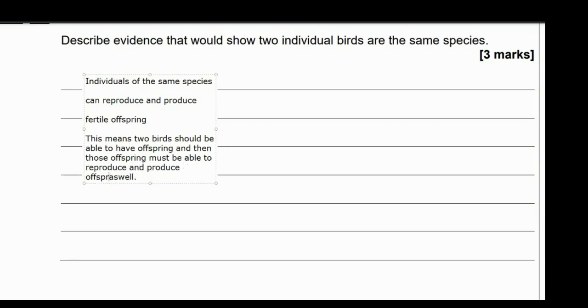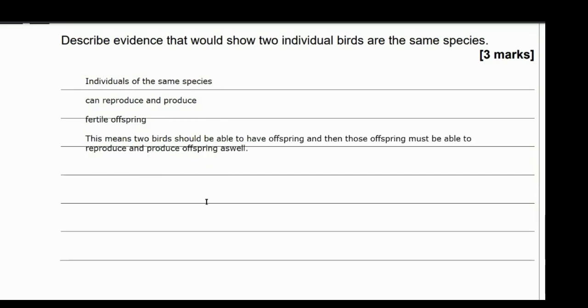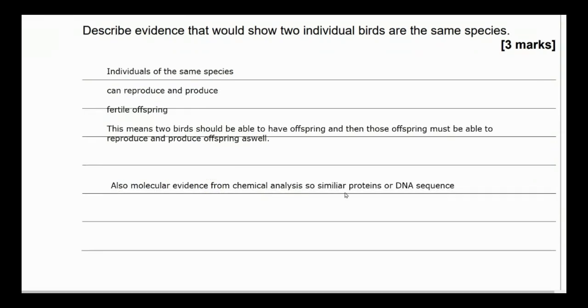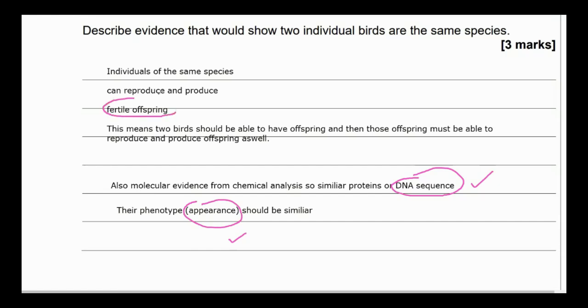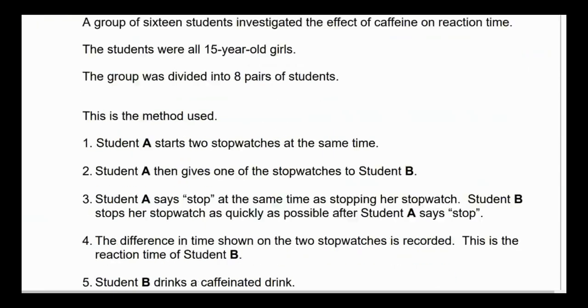Now, some other evidence, we can study their DNA and see if the DNA between the two birds is similar. So we can do DNA analysis. Then we can do chemical analysis and see if the chemicals found in them, it's called molecular evidence, are similar as well. And of course, we can also use old Carl Linnaeus's methods, which was to see if the appearance of the birds, the phenotype, was similar as well. So here you're scoring marks for the DNA sequence being similar, the appearance being similar, and whether they can produce fertile offspring. Right, let's zing on.